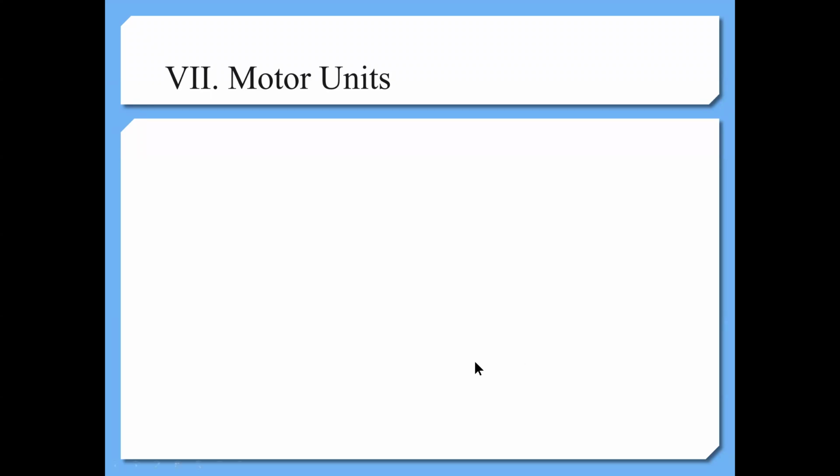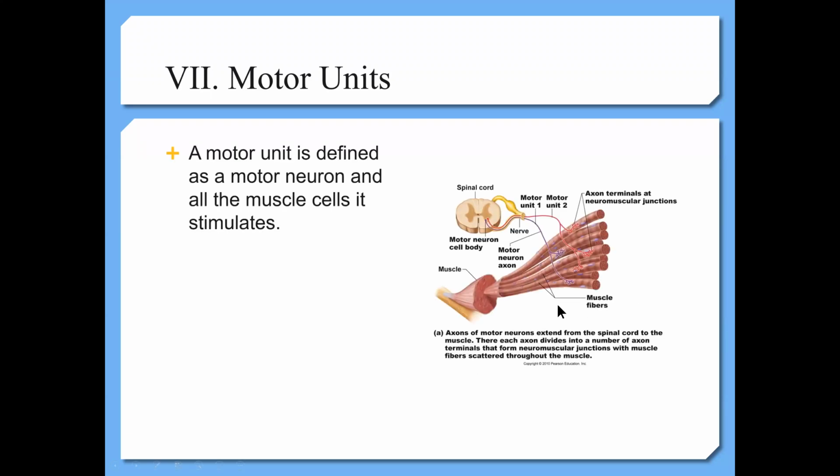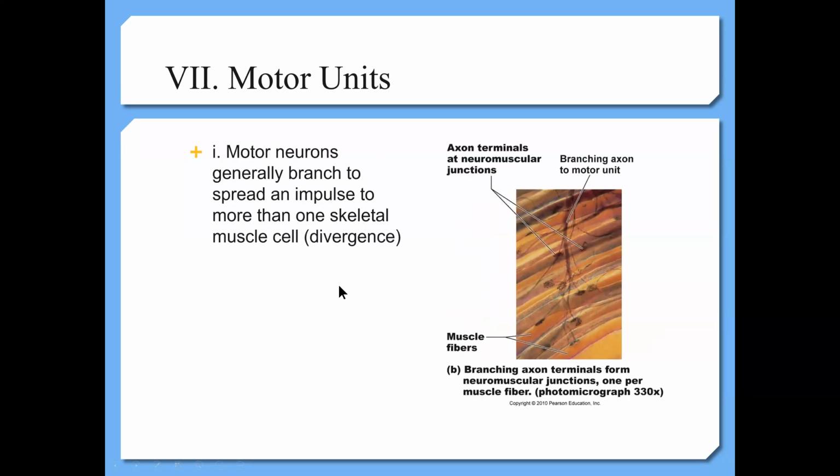So we're going to talk about motor units, okay? A motor unit is the motor neuron, so that's the nerve that's coming out of the central nervous system, and all of the muscle cells it innervates. It could be a few muscle cells for fine coordination, or it could be a lot of muscle cells for a big muscle. But a motor unit is defined as the motor neuron and all the muscle cells it stimulates. It branches to spread an impulse to more than one skeletal muscle cell. So there is no motor unit that only goes to one muscle cell.